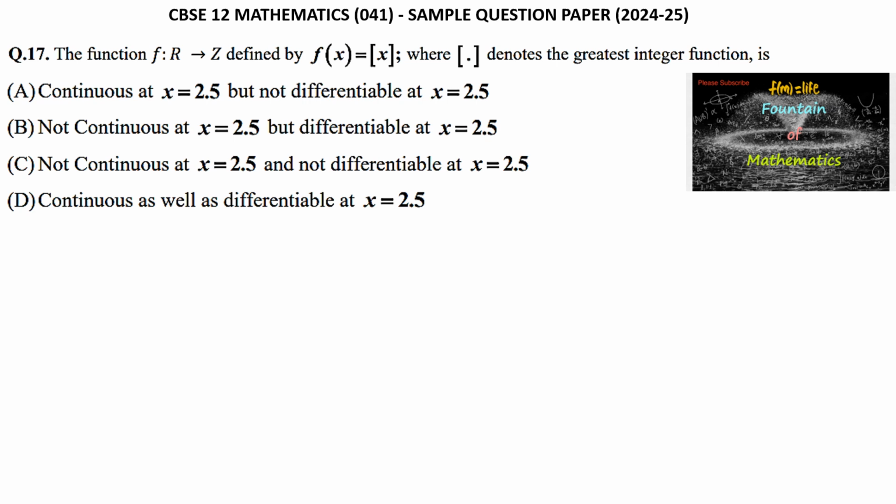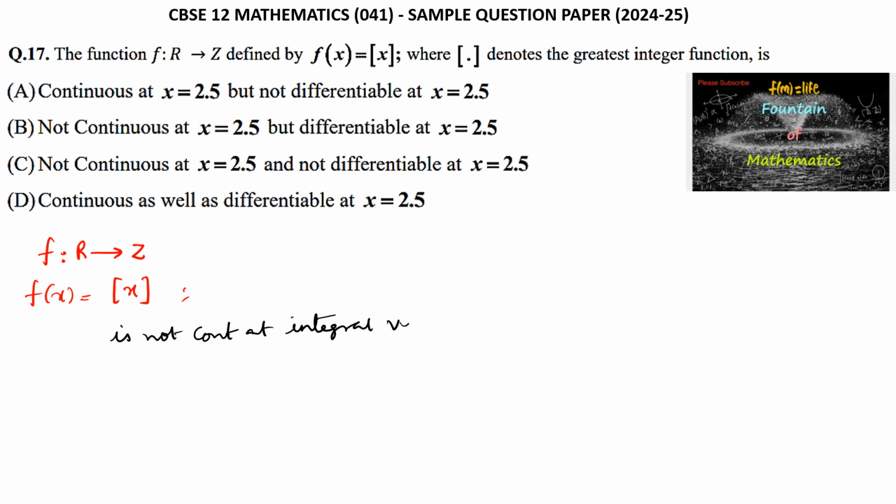Given function f from real numbers to the integers defined by f of x is equal to the greatest integer function or step function. We need to check whether this function is continuous and differentiable at x is equal to 2.5. We know that the step function is not continuous at integral values. That is, for x belongs to Z, this function is not continuous, and everywhere else it is continuous. Let's see the graph.